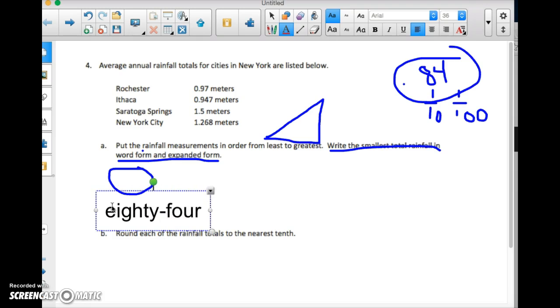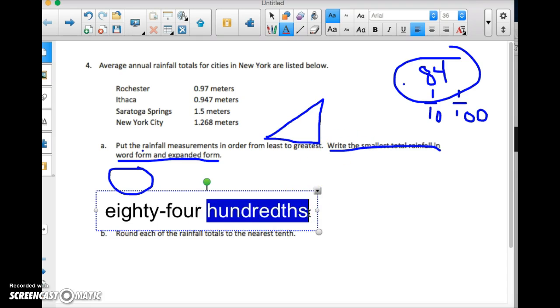So 84. But 84 what? Well, the last place I'm using is the hundredths place. So it's 84 hundredths. If you're unsure of how to spell these place value words, they are all on your place value chart. So that's the word form.